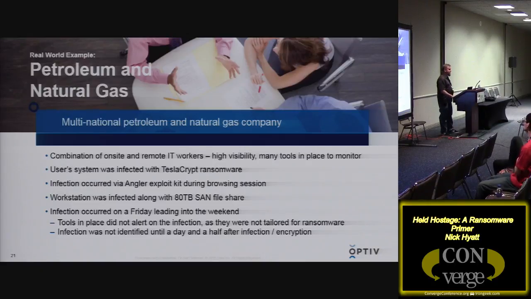So that infection occurred on a Friday leading into the weekend, and the tools that they had in place did not alert on that infection, as they were not tailored for ransomware. And so what we had happen was that infection was not identified until a day and a half after the infection and encryption. So that ransomware essentially had a day and a half to run rampant in the SAN.